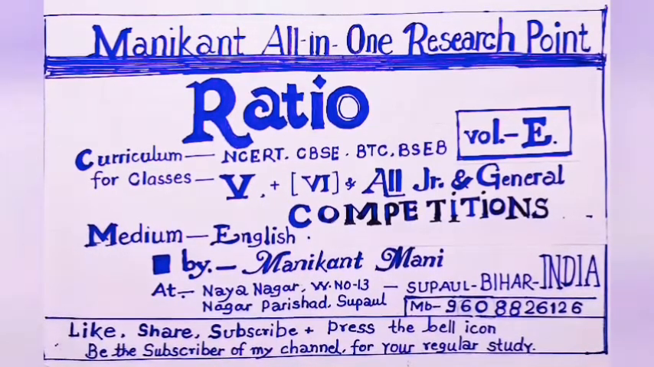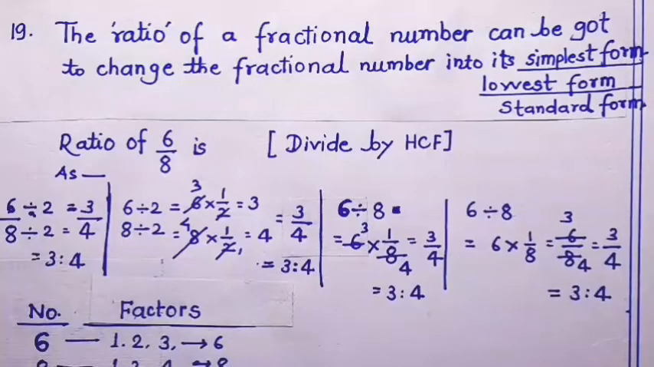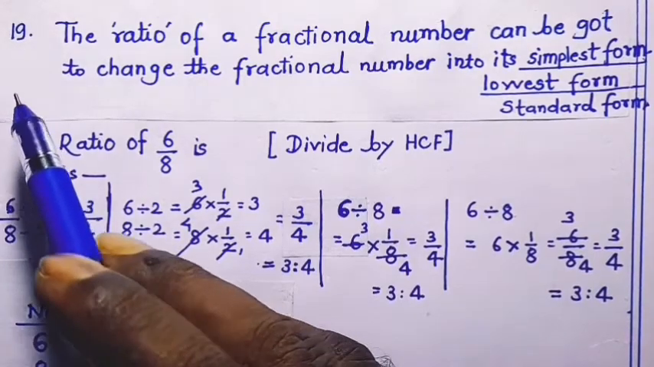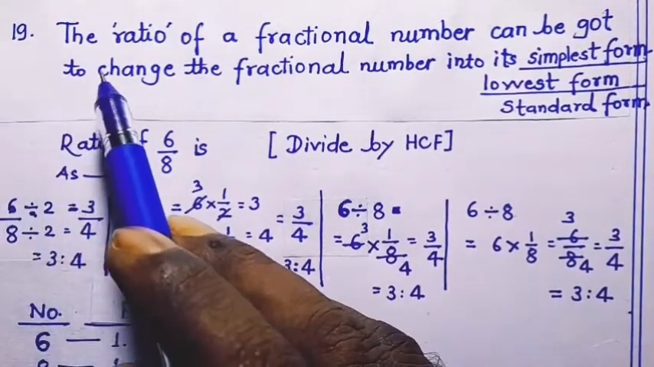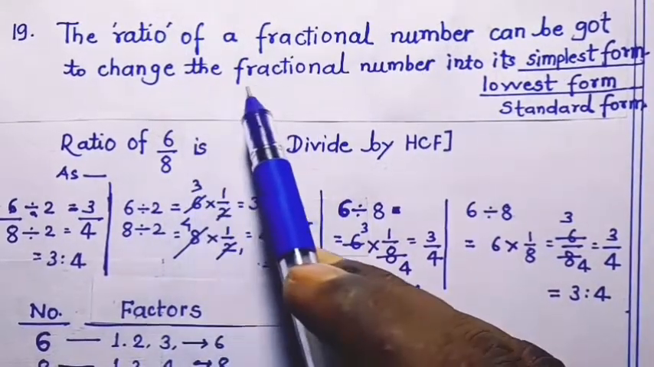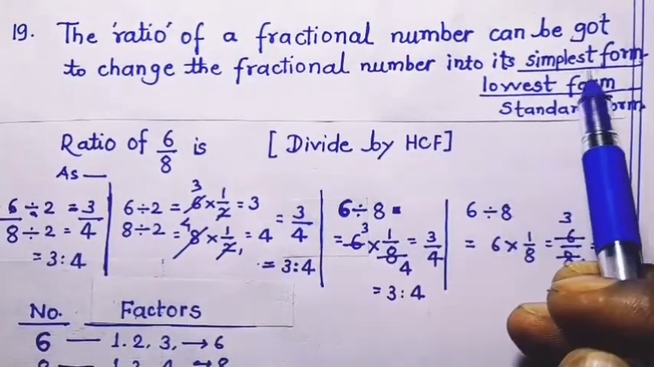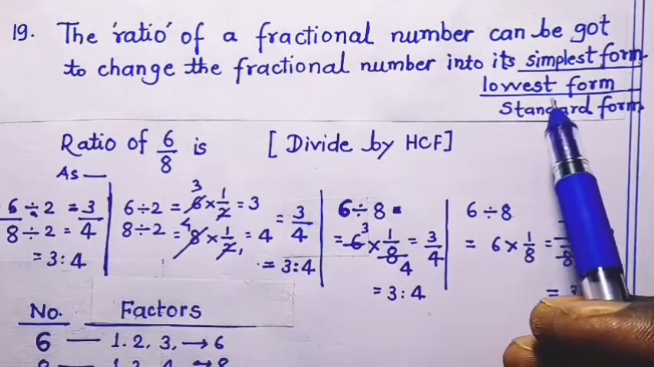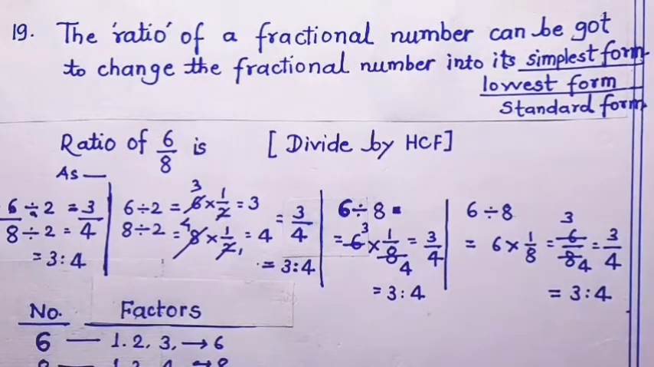I am Manikant Mani. I am going to explain the rest parts of the chapter on ratio. The rest parts of the chapter start from here. You can see number 19. The ratio of a fractional number can be found by changing the fractional number into its simplest form, the lowest form, or the standard form.